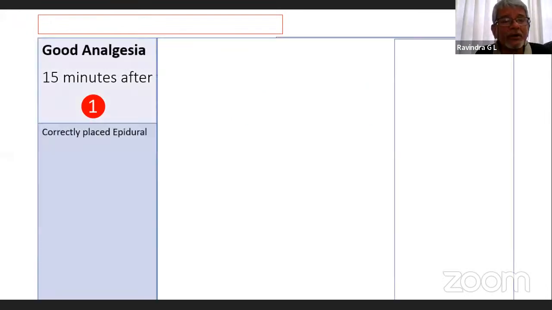The possibility number one, which occurs in more than 85% of the time, is that the epidural is correctly placed, the patient is comfortable, fine, everything is fine, you are happy, patient happy, obstetrician happy, everybody is happy. This is the first possibility.